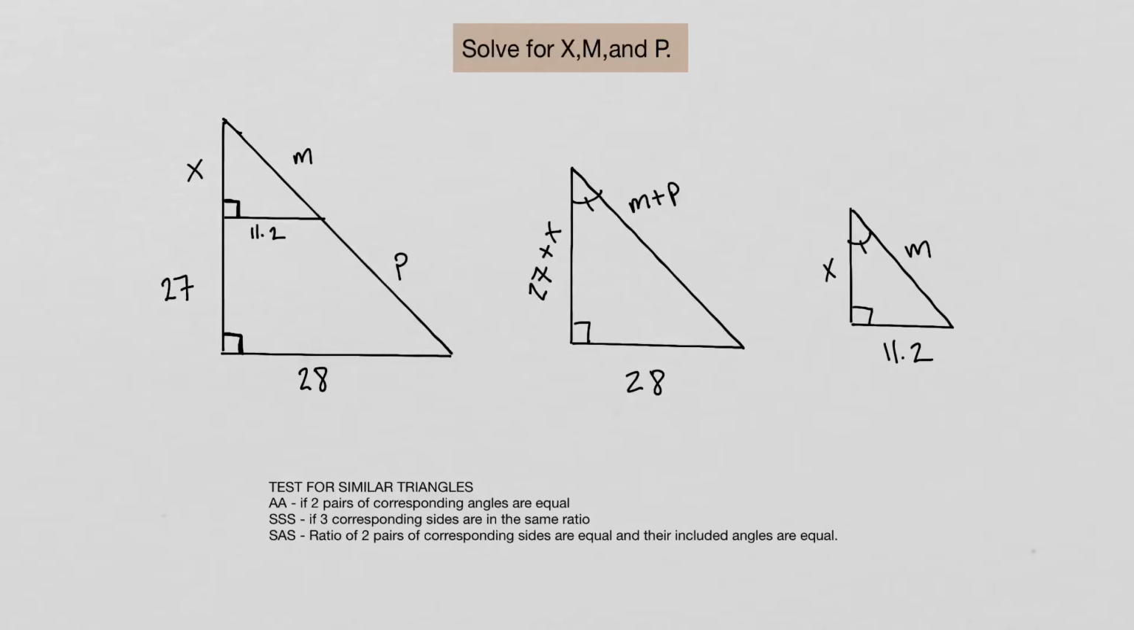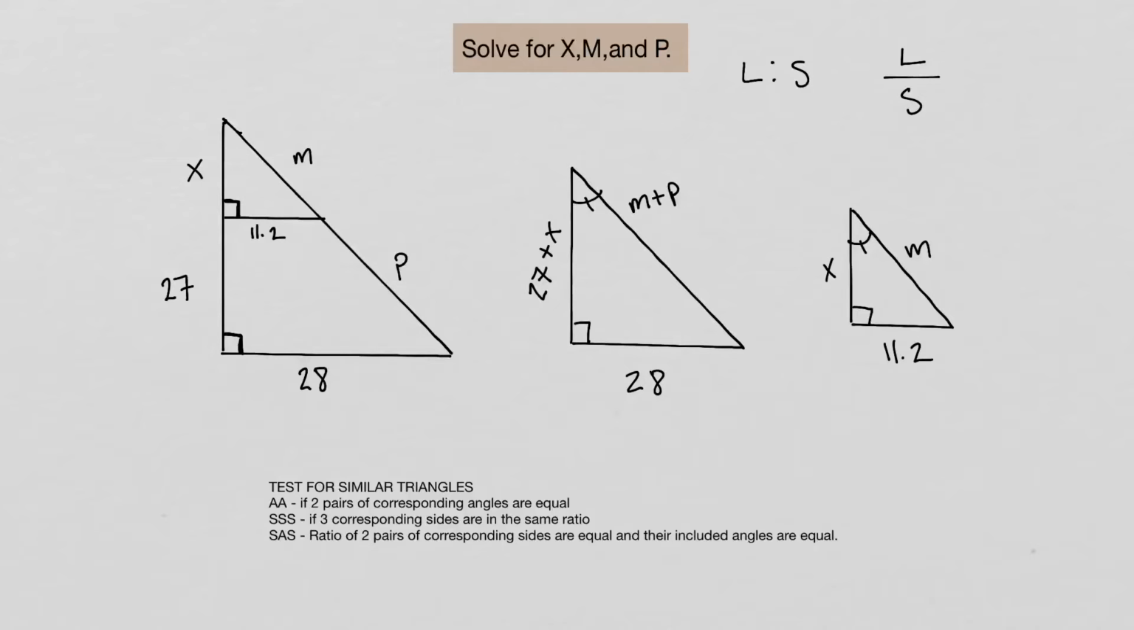So now it passes the test for similar triangles. Two pairs of corresponding angles are equal. Here's the first corresponding pair, here's the second. This opens up the ability to use ratios. If the triangles are similar, then the ratio of 28 over 27 plus x is going to equal the ratio of 11.2 divided by x. You can think of ratios like this: large over small.